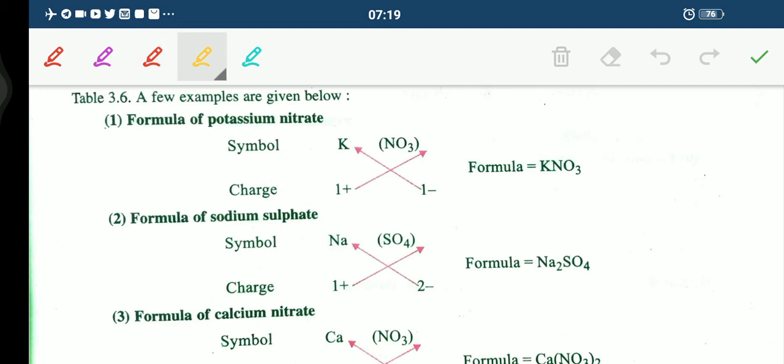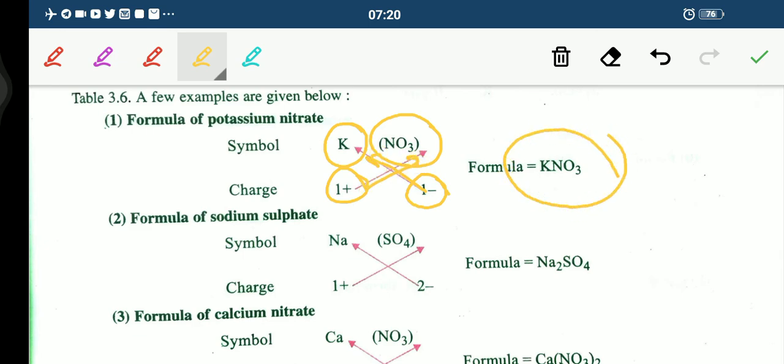Now children, formula of potassium nitrate. Potassium is symbol K and nitrate is NO3. So what is the charge on potassium? It is +1, and on NO3 it is -1. Simply crisscross it and we get KNO3.